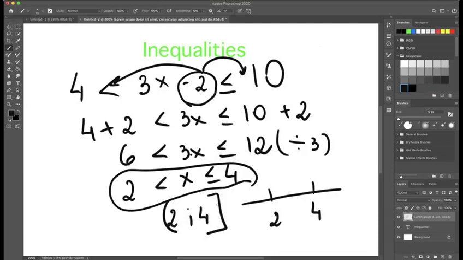But they said that 4 is included, it means a colored circle. 2 is not included, just an empty one. How many integers do you have? It's just 3 and 4. I cannot use 2 because they said that it's not included, but I can use 4 because they mentioned that I can use it.